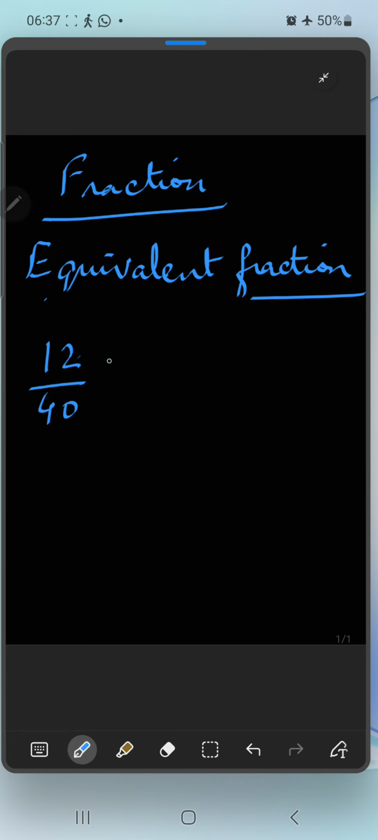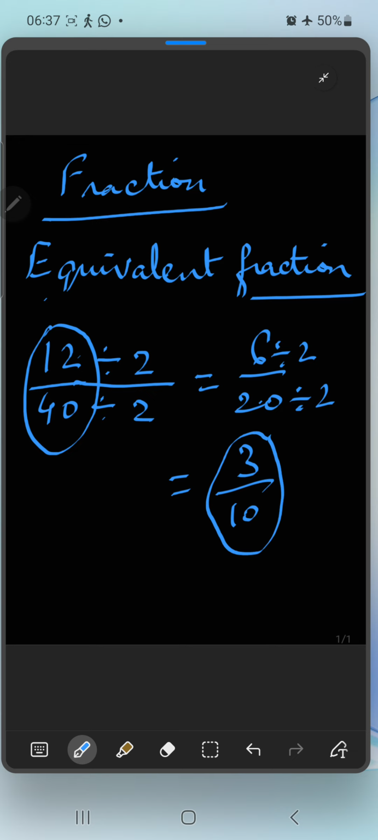What would that number be? That number would be a common factor of both the numbers. So you can choose 2. 12 is divisible by 2 and 40 is also divisible by 2. If you divide both the numbers by 2, you will get 6 over 20. This 6 over 20 is an equivalent fraction of 12 by 40. Again, dividing both the numbers by 2, I will get 3 by 10. So this 3 by 10 is also an equivalent fraction of 6 by 20 as well as of 12 by 40.